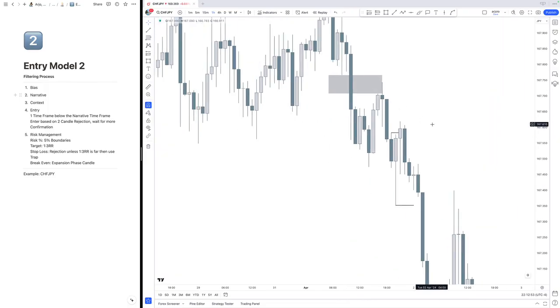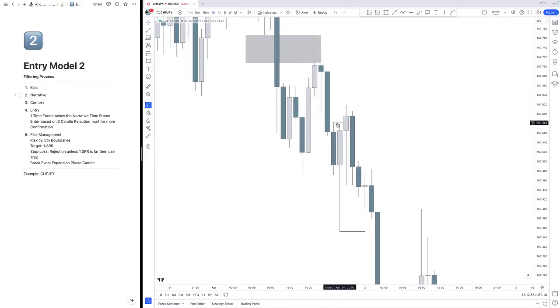So right here, we have this fair value gap that we run into. The first candle is not necessarily a rejection. I would argue that right there, I would not be a big fan of that currently, and I would wait for a little bit more rejection. Again, the lower in the time frames you go, wait for a little bit more rejection overall.